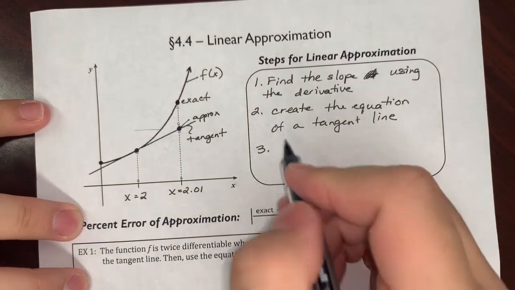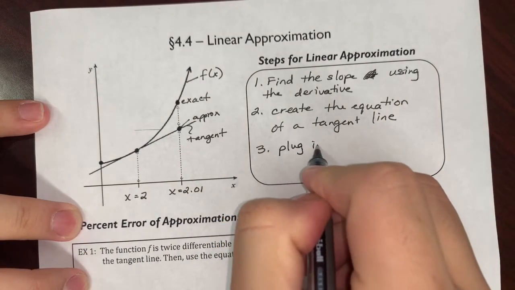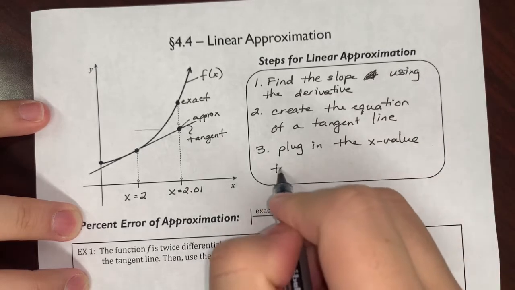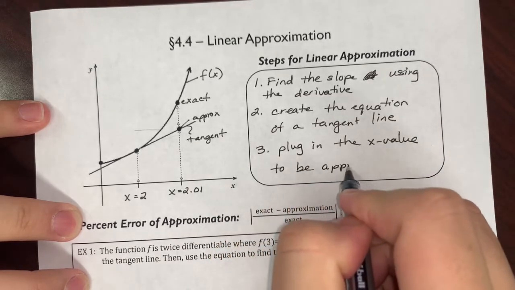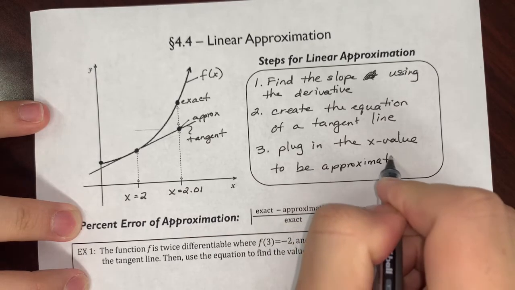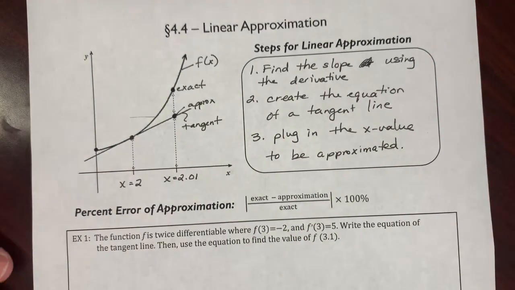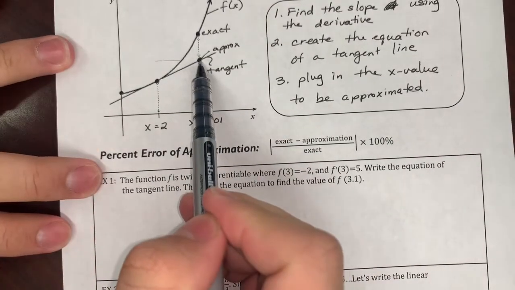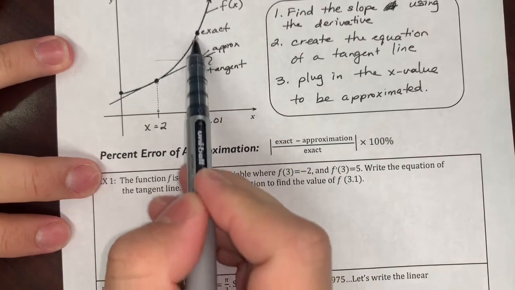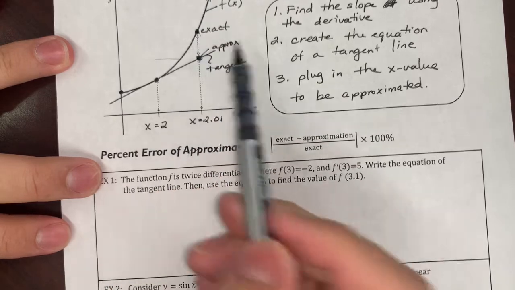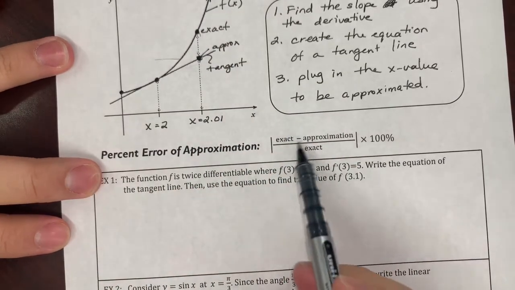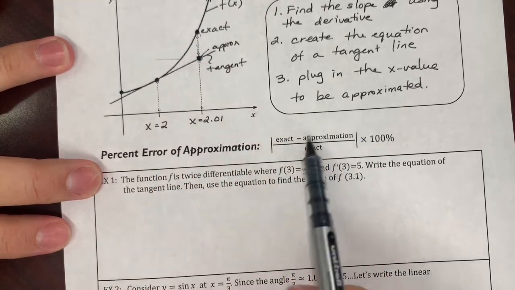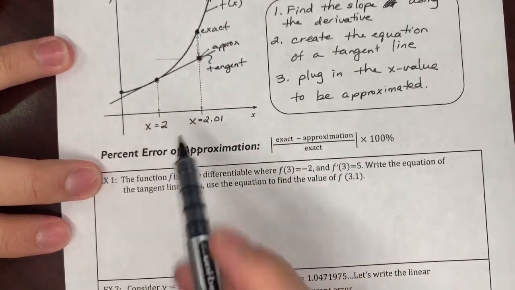So you're going to plug in the x value to be approximated. I don't even know if that's a word, but it makes sense to me. So hopefully it does to you. And then obviously, like I'm saying, your approximation isn't going to be the exact value. So if you want to know the percent error, this is the formula you have to use. You have to do the exact value minus the approximation, which is pretty much the difference between the two, divided by the exact value, and that'll give you the percent error.